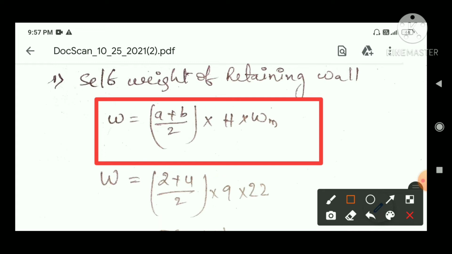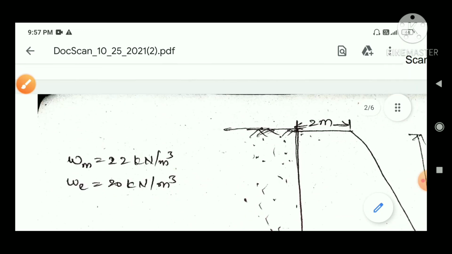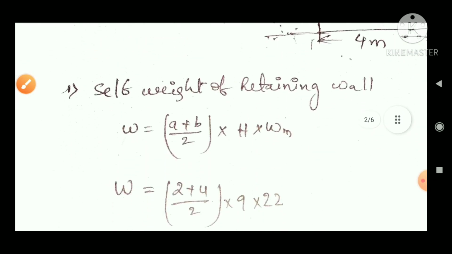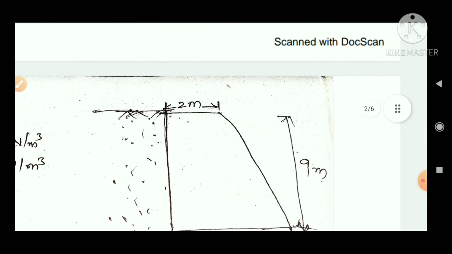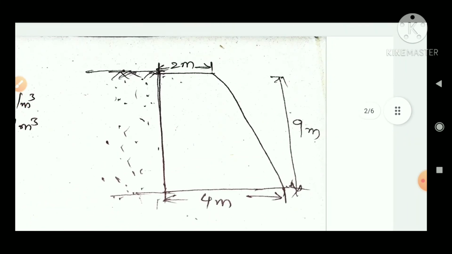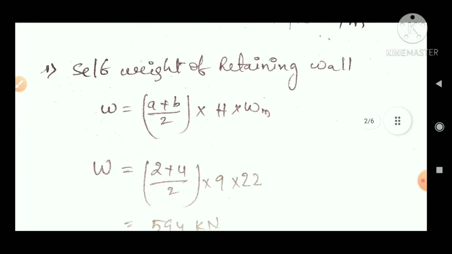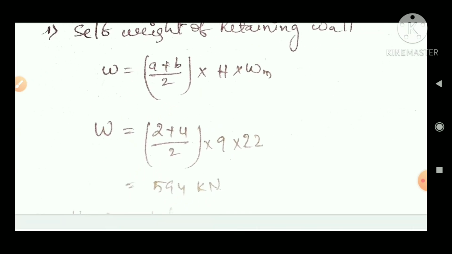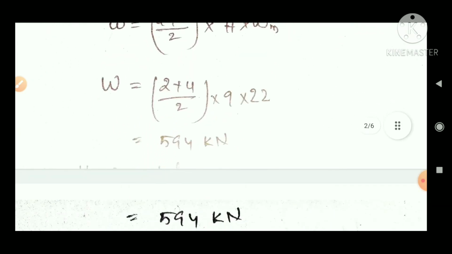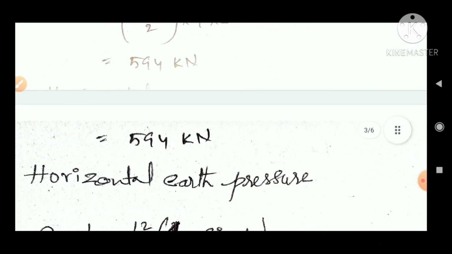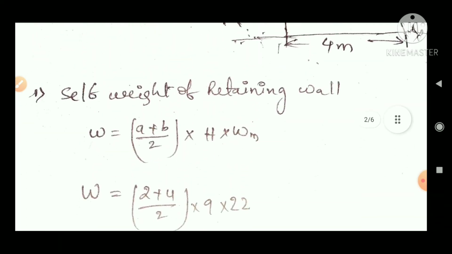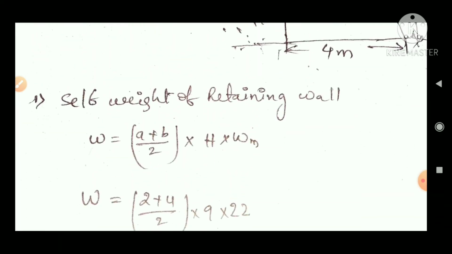The formula is (A plus B) by 2 into capital H into Wm. Wm means unit weight of masonry, which is 22. Here A is 2 meters, B is 4 meters and H is 9 meters. So we put all the values in the formula. Then you get the value 594 kilonewtons for self weight of retaining wall.